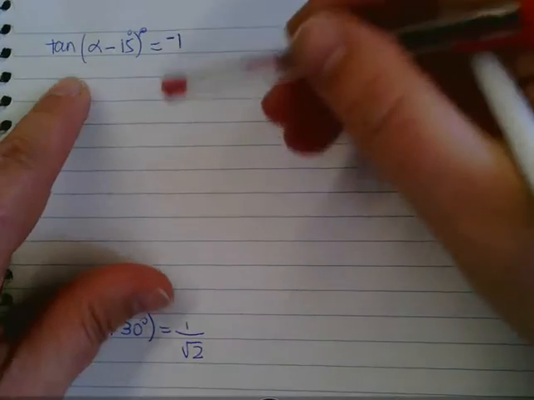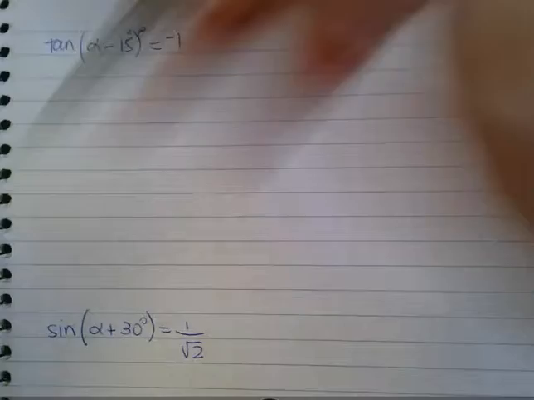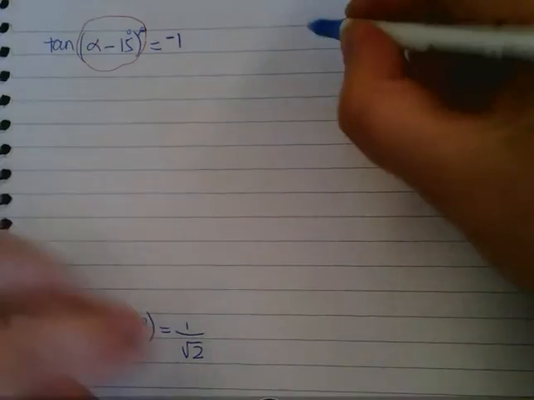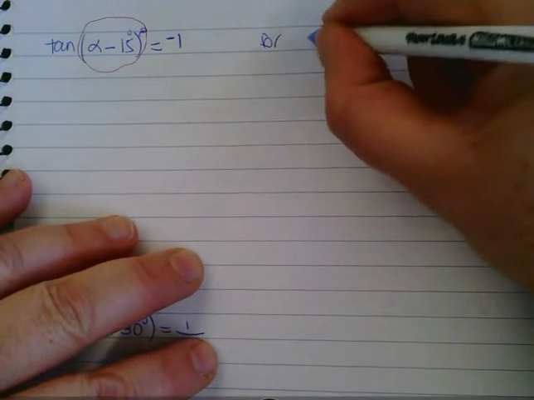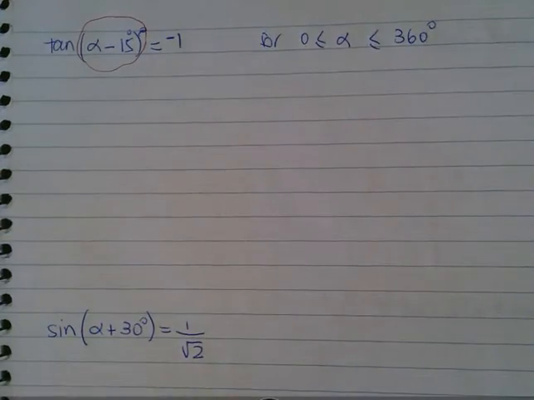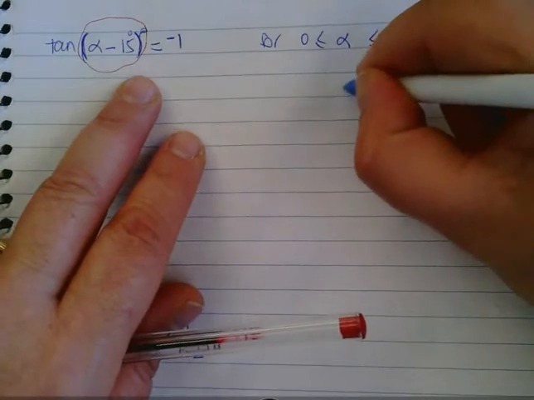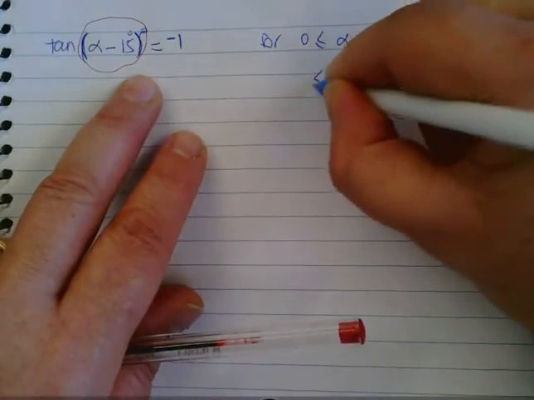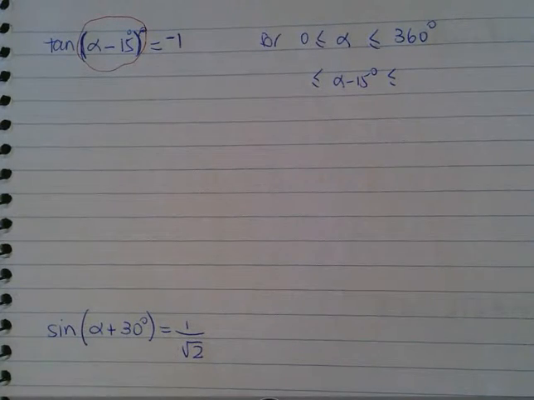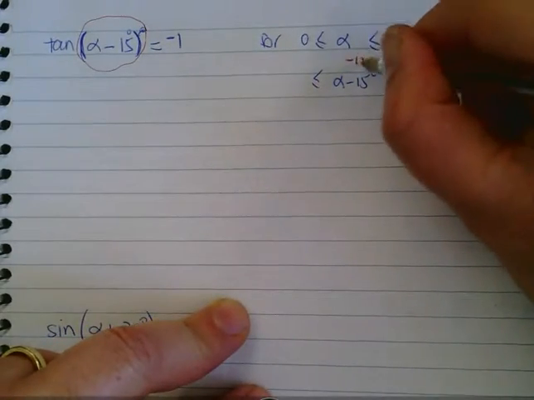Instead of 2 theta or just theta, it's theta minus 15. So we're going to apply the same principles. Going to treat this as the blob. Tan of that is negative 1. Now, before I start, your domain is 0 less than or equal to alpha less than or equal to 360. Instead of alpha, I've got alpha minus 15. So do you remember before I had, for example, theta and 2 theta, and I multiplied everything by 2? What do you think I do to everything here to get to alpha minus 15? So I just subtract 15 from everything.